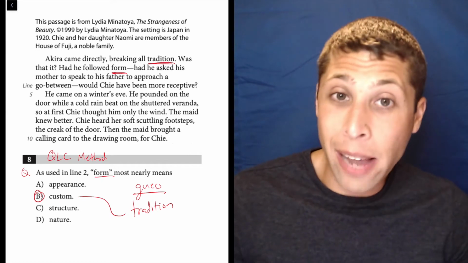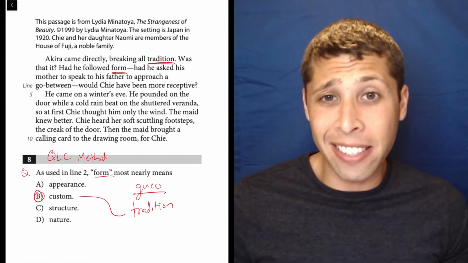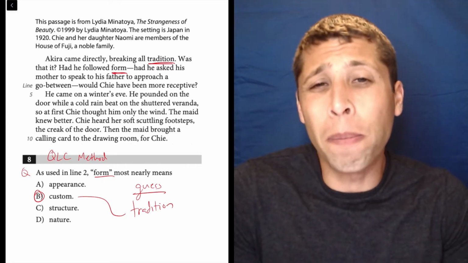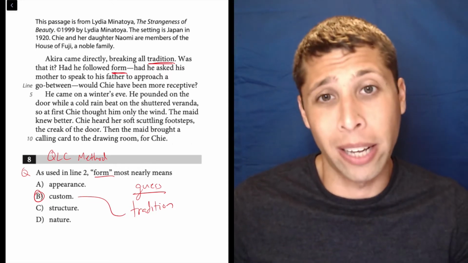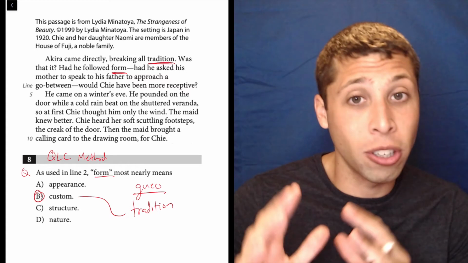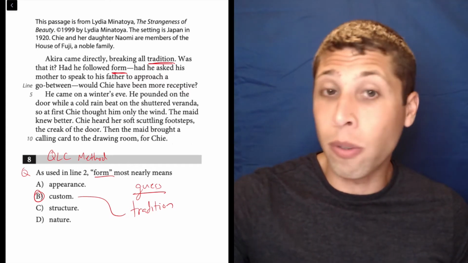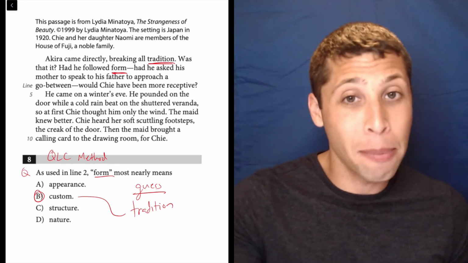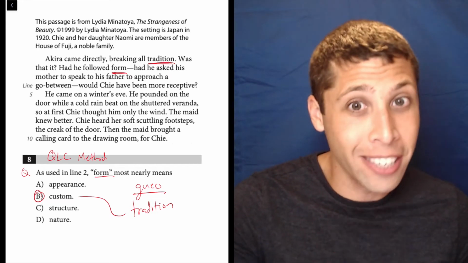And that's why we want to stay unbiased, because this question is easy, but it's so easy to let our biases kind of control us. And so by sticking to the QLC method, we prevent that. Read the question, get the word, go to the lines. Do not look at those answer choices until you absolutely have to. That's the last step. That's what the C stands for.